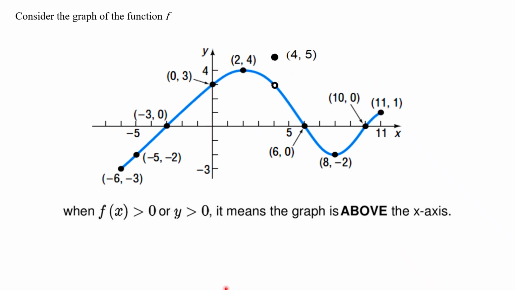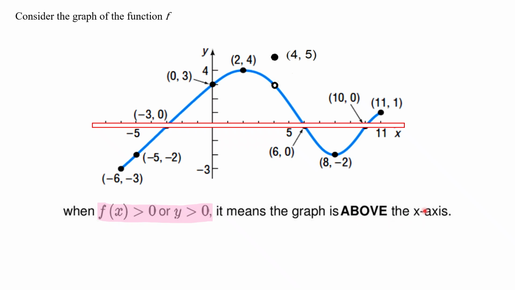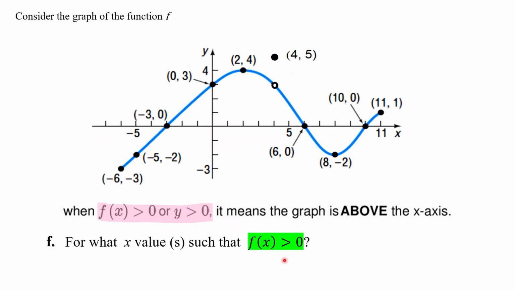So when f of x is greater than 0 or y greater than 0 without equal sign, it means the graph is above the x-axis, and we will not consider the x values on the x-axis. So when we're looking for x values such that f of x is greater than 0, the x values are on the intervals -3 up to 6, excluding -3 and 6, union 10 to 11, excluding 10, but including 11 since there's a point above the x-axis.